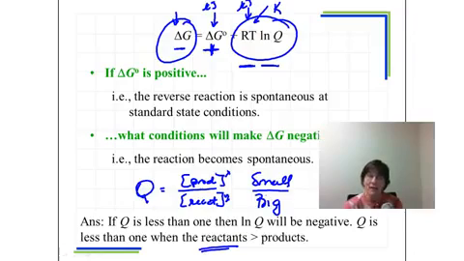So this is the end of our learning objective number 9, in which we're seeing the connection between a standard delta G and a non-standard delta G. We see that they're not the same thing. We have to understand their differences, and we have an equation that'll help us convert between them.